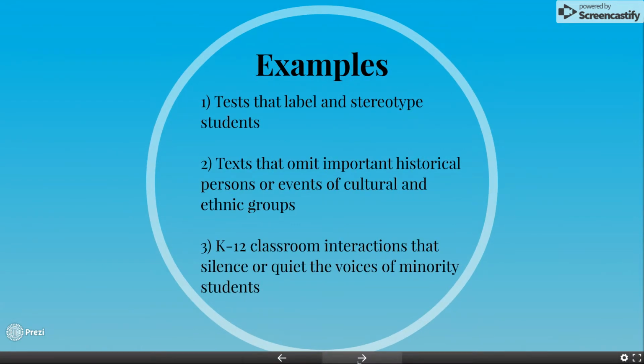Examples of this type of research are tests that label and stereotype students. Do the texts omit important historical persons or events of cultural and ethnic groups? Or in K-12 classrooms, do the interactions silence or quiet the voices of minority students?